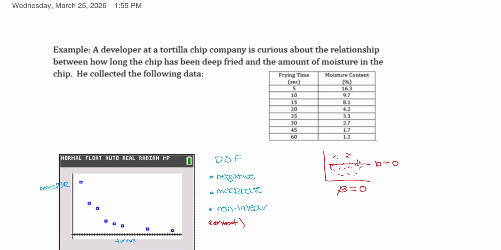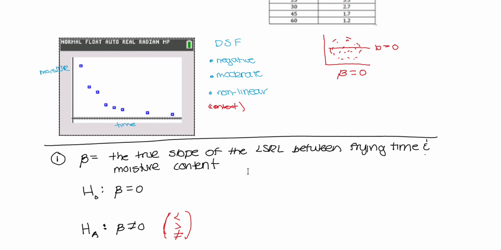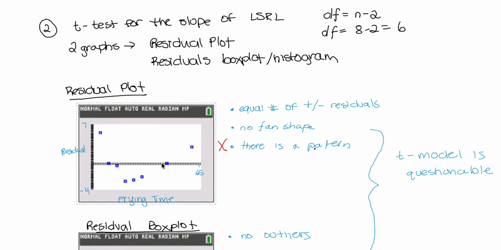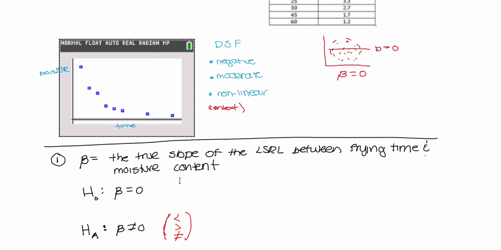So what does this graph mean? Well, let's take a look. First of all, as always, we will set up our 4 steps. What's beta? Beta is the true slope of the LSRL between frying time and moisture content. In the previous videos, we've been talking about mu, or p proportions or means, but in here we're talking about beta, which stands for the slope.